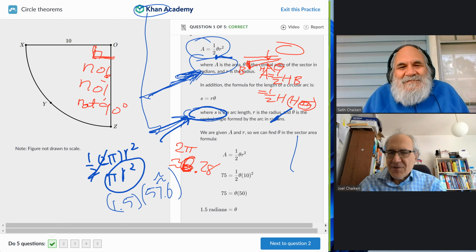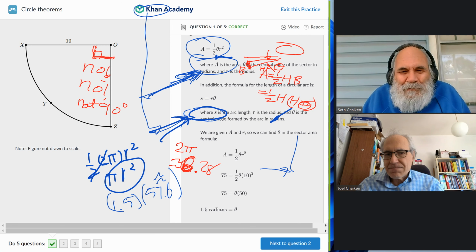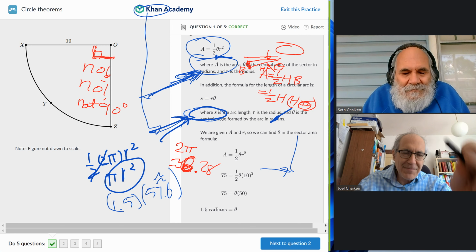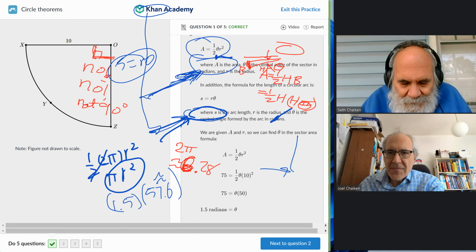Okay, I don't think we should move on to the second question. Let's leave this in peace. I sort of crashed at the beginning, then caught myself. Seth did it in a similar way, not really similar, but he set up the ratio by knowing that S is equal to R theta. I did it as a ratio problem.